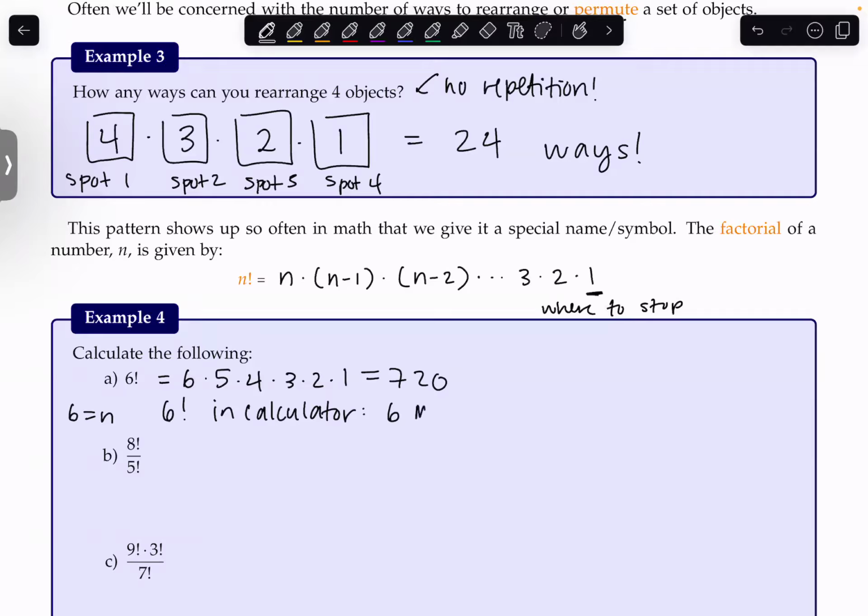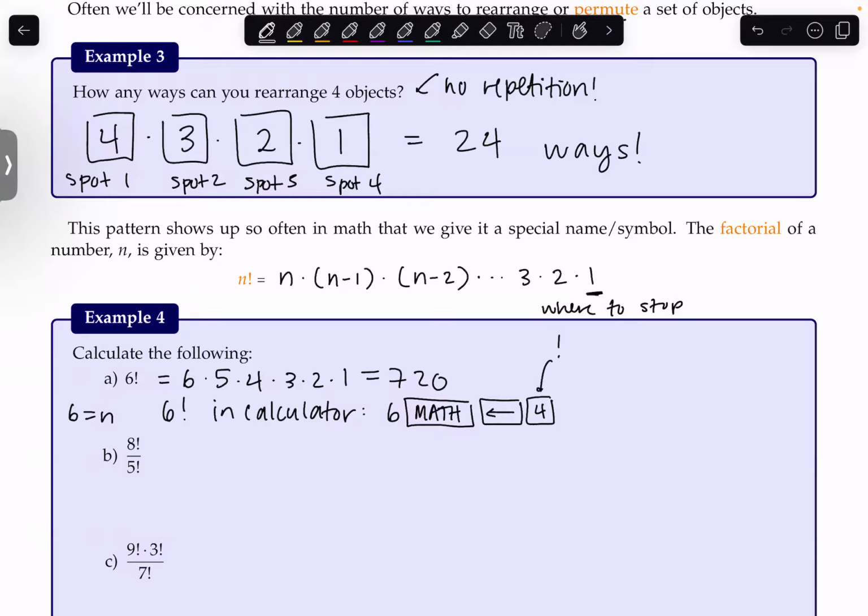This is going to be under the math button. Lots of things that we'll use are going to be under this math button. We're going to scroll to the left until we get to the column that reads PRB for probability. And then we're going to click the number 4, or you can scroll down to the 4th one, which is exactly where the factorial button is.